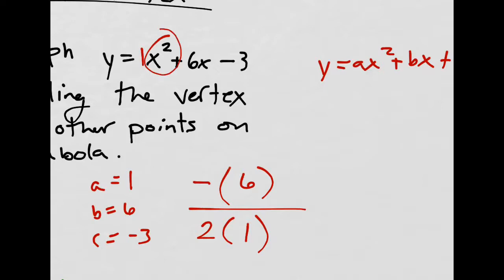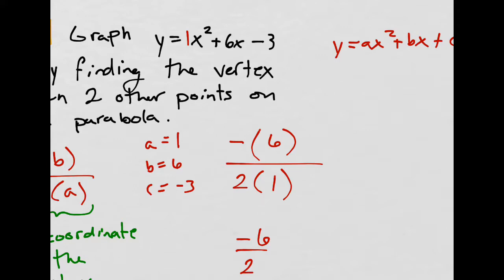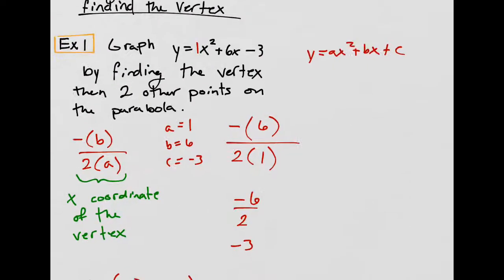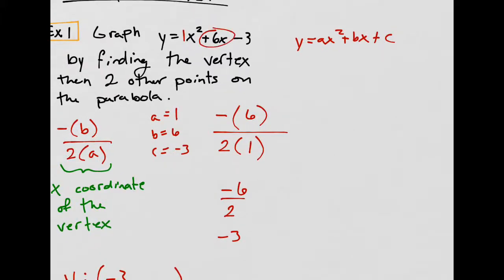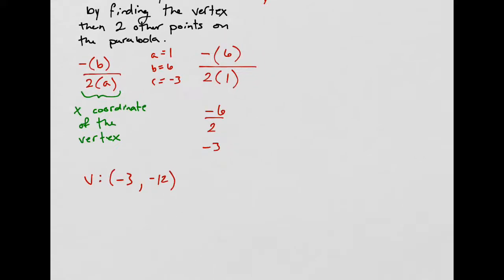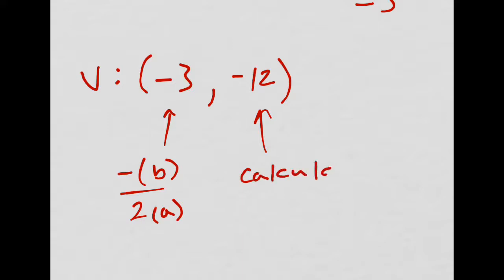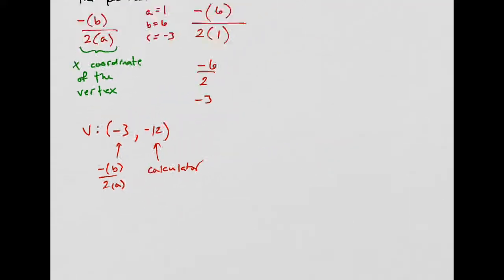So you plug in -3 into that, and you get this. You could just do it on the calculator, but what do you get? -3 squared is 9, plus 6 times -3. 6 times 3 is 18, so that's -18. 9 minus 18 is -9, minus 3 is -12. So then we have the vertex. This one was from -b over 2a, and this one was from the calculator. You just get it in the calculator.